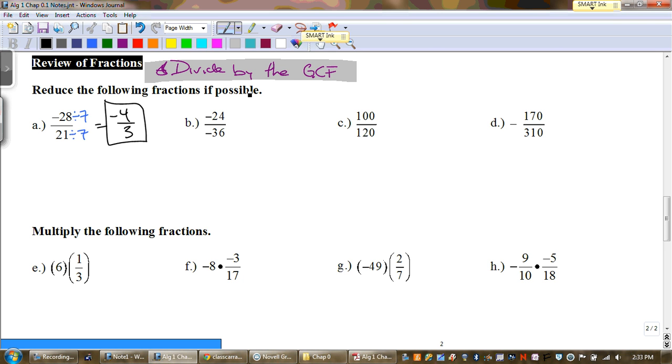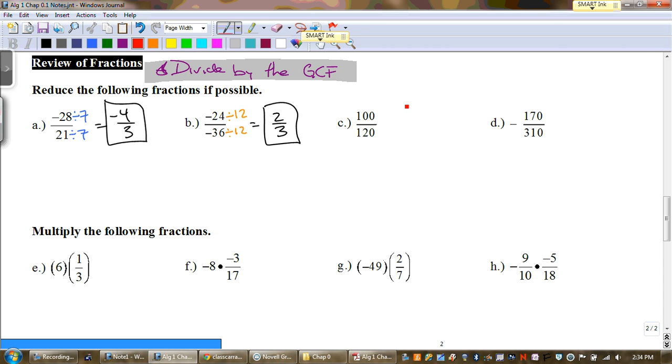Okay, what about B? What's the biggest number that goes into both of those? Let's look at your multiplication charts. Once you do that, you should find that it is 12. Okay? 24 divided by 12 is 2. 36 divided by 12 is 3. We have 2 negatives, so then it stays positive.